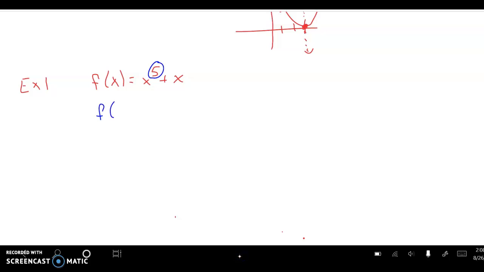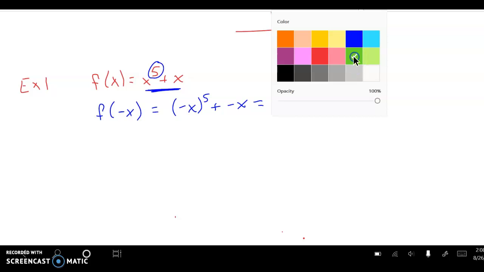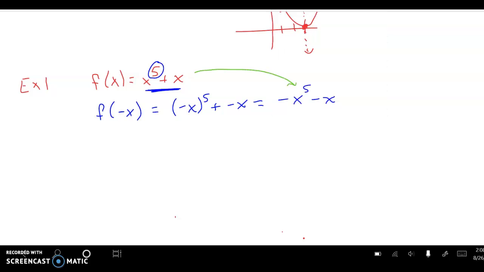So the question is, we have to take f of negative x, you'll notice that was in both problems, and plug it in. So when we plug it in algebraically, we want to see if we get the same thing that f of x yields. We want to see if we get x to the fifth plus x. So we get negative x to the fifth minus x. Well, what we'll notice is we don't get the same thing, but we get the opposite. These guys here are opposites.